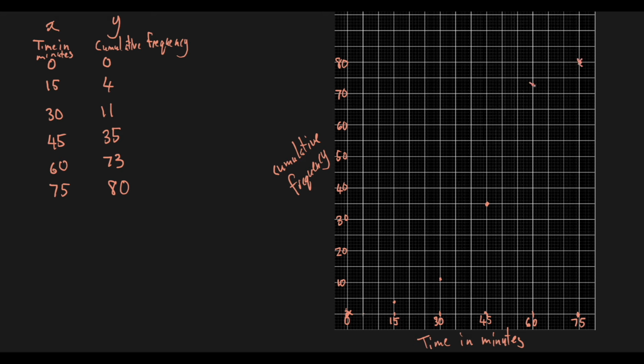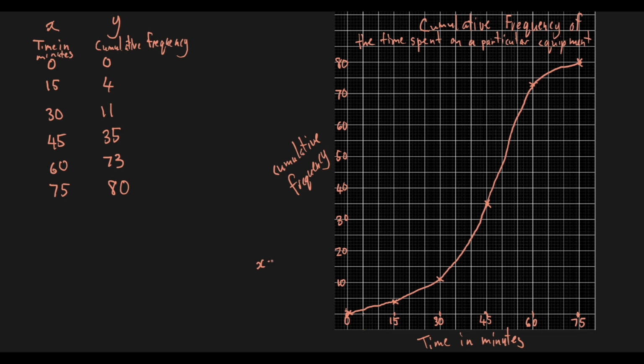Okay, so we can connect these points now and try to draw a curve with them, as smooth as possible. All right, so we have our curve, and this represents our cumulative frequency of the time spent on exercise equipment or machines. On the actual paper you use in the exam, this represents 1 centimeter. On the x-axis, 1 centimeter represents 5 minutes. On the y-axis, 1 centimeter represents 5 people. So we have our scale, our axes labels, and our cumulative frequency curve.